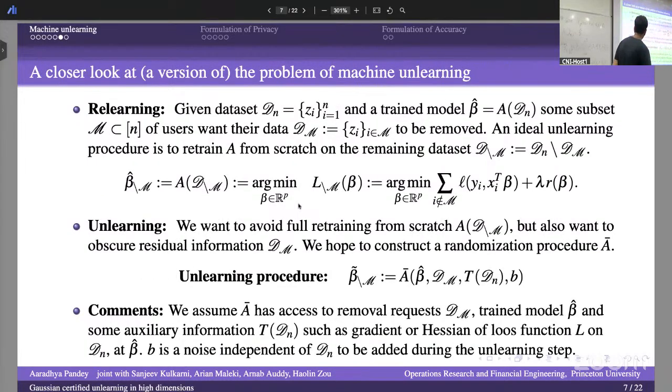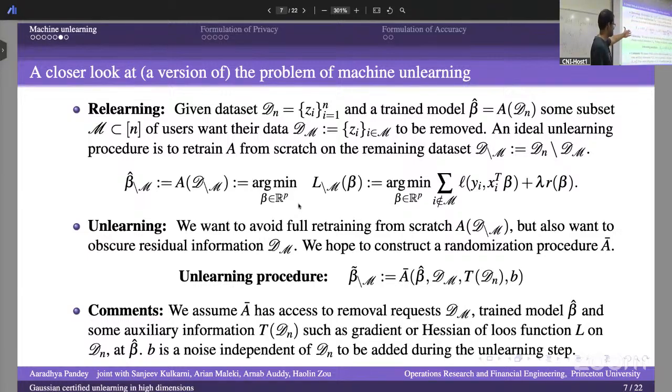Okay. So here we are slowly going into the framework of machine unlearning. So what is the ideal thing? The ideal thing is, some people requested that we remove their data. Okay, we did remove them. So one way to do it is basically output this beta hat slash m. So this is, so to speak, the ideal unlearning procedure, at least when we restrict ourselves to the regularized empirical risk minimization framework. So this is what the company should ideally do.